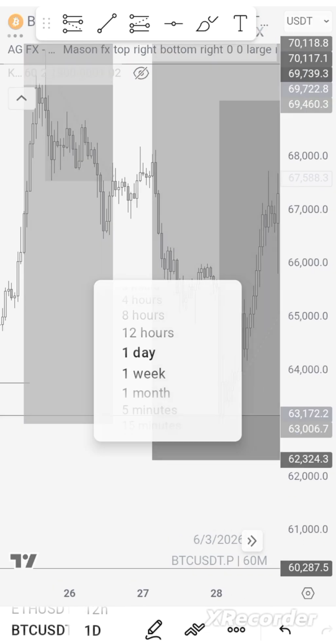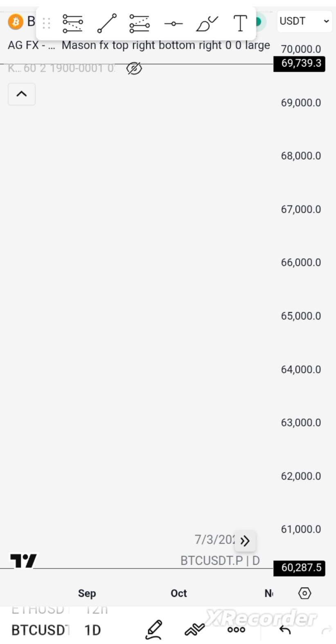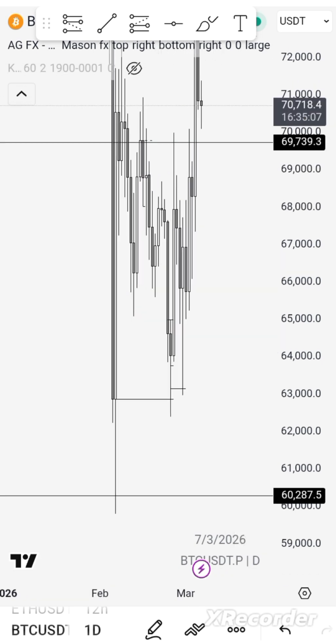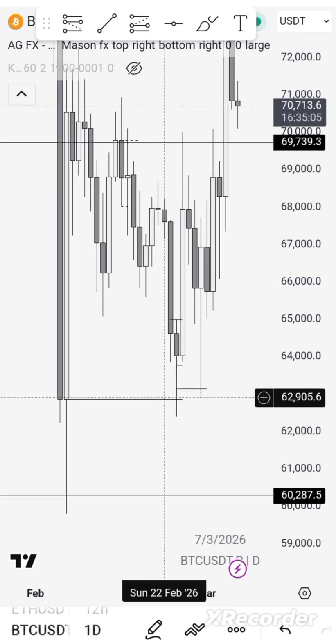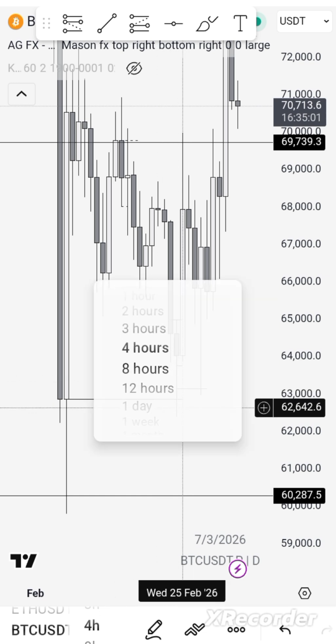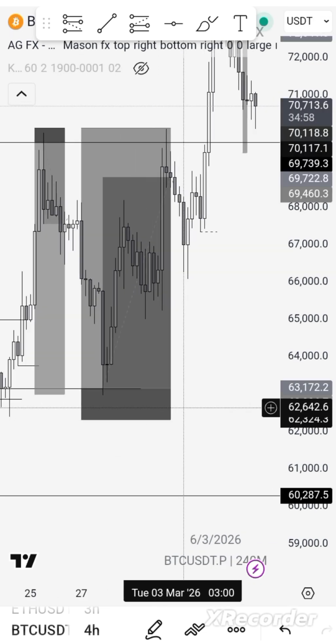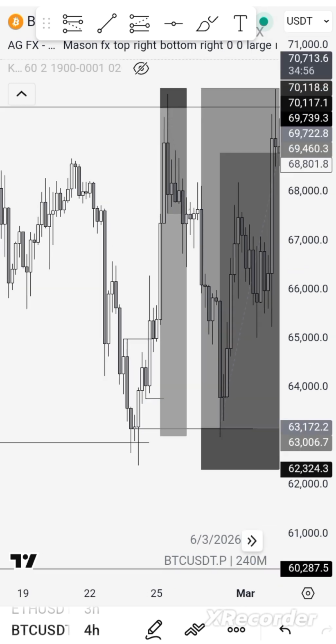So rejection from the daily time frame. Since I'm picking the daily time frame as my higher time frame key level, we have a rejection from this daily time frame here, and then we go to the 4 hours time frame for a what? To look for a breakout. And then on the 4 hours time frame, we have a breakout here.